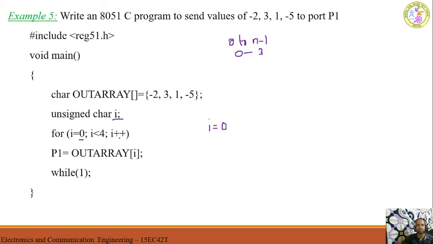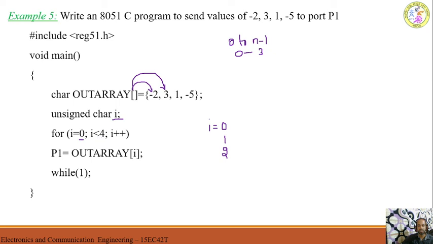Once again come here, I plus plus. I becomes 1. Again check the condition. Is 1 less than 4? Yes. Again come here, out array of 1. Out array of 0 is -2, out array of 1 is 3. Take this 3 and send it to port 1. Again increment I by 1. Now I becomes 2. 2 less than 4 is true.